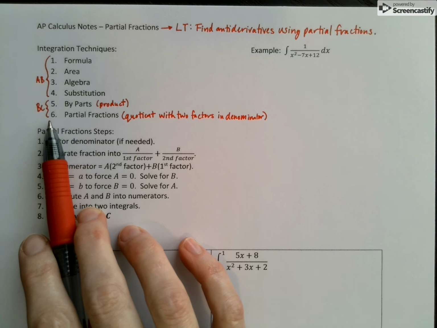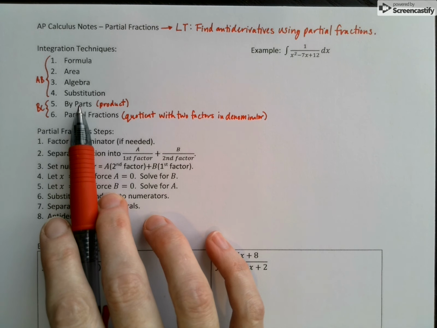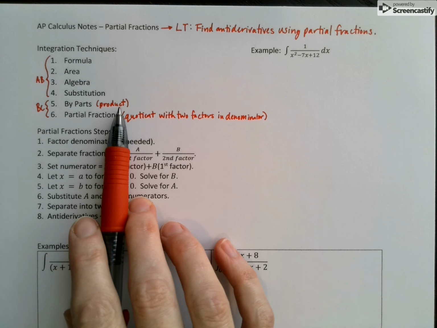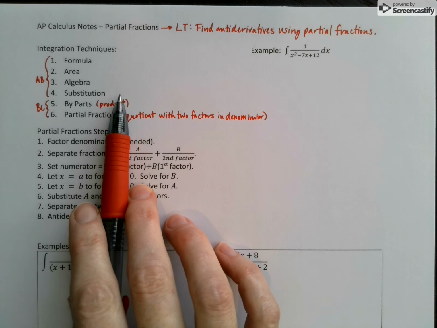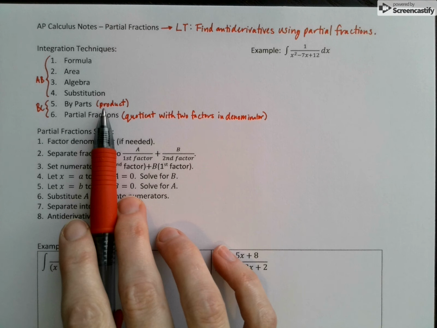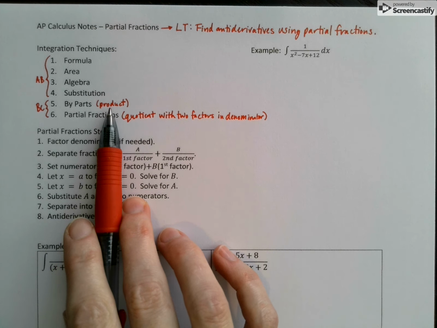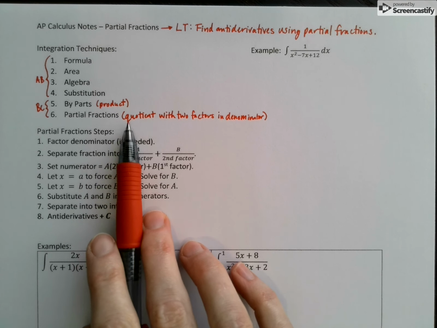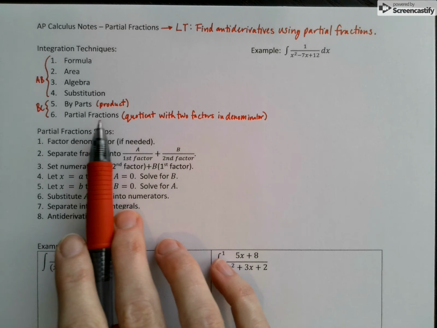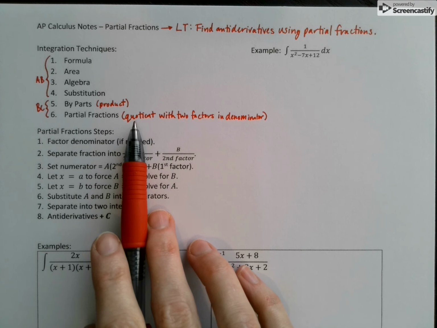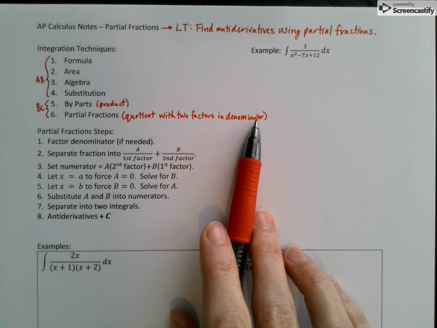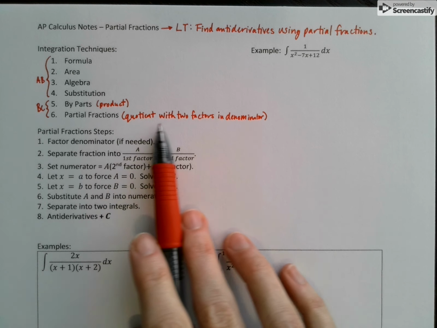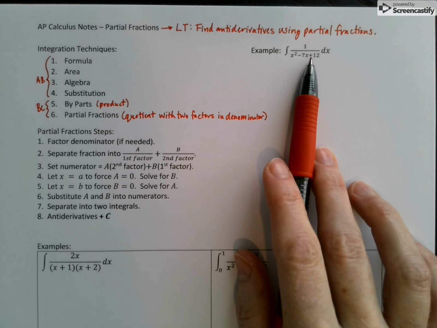So to remind you, with both substitution and by parts, we were integrating a product of two functions. With substitution, the functions were related by a derivative. With by parts, the functions were unrelated by a derivative. And so to contrast that, the idea behind when we need to use partial fractions is that it's a quotient with two factors in the denominator. So it's fairly easy to pick out because you'll see an integral with a big quotient.